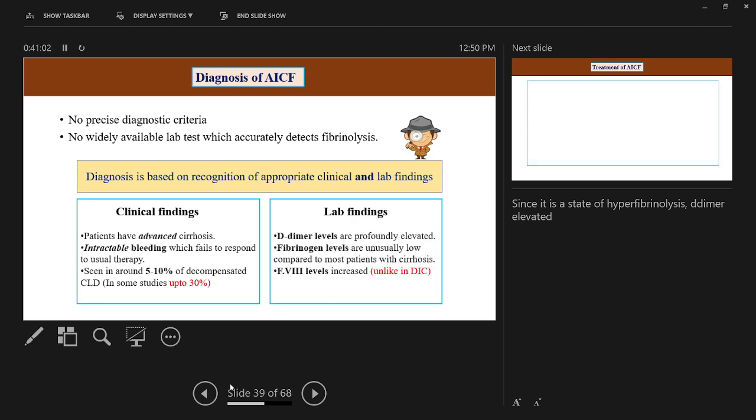The lab findings which can give some idea whether the patient actually has AICF: D-dimer level is profoundly elevated because, as I have discussed, it is the breakdown of fibrin, excessive fibrinolysis, that is causing AICF. Fibrinogen levels will be markedly reduced because fibrinogen is broken down. And factor VIII levels are usually increased, unlike in DIC. As I have said, all the clotting factors are synthesized in the liver except factor VIII, which is synthesized by the endothelial cells.